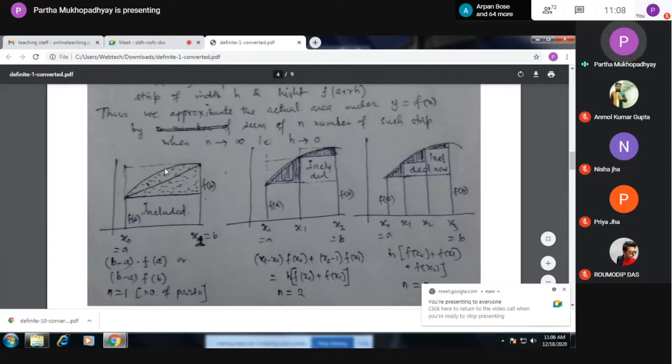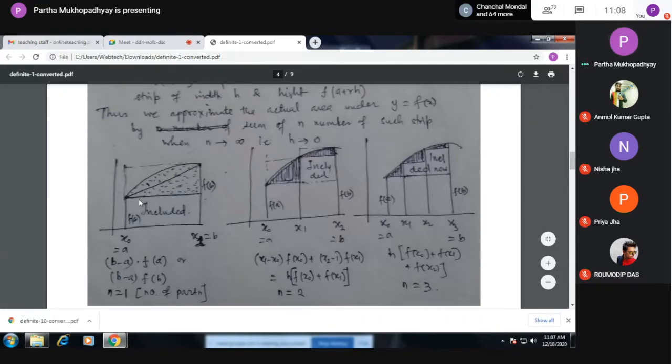Suppose this is a curve. Now, we want to calculate the area under this curve, enclosed by this curve, these two ordinates, f(a) and f(b), and this real axis. So this is the entire area. This is not the dotted area only, this white area and dotted area. The entire area is the actual area we want to calculate. Now, we don't know any formula for that.